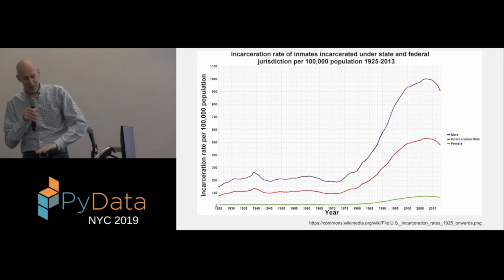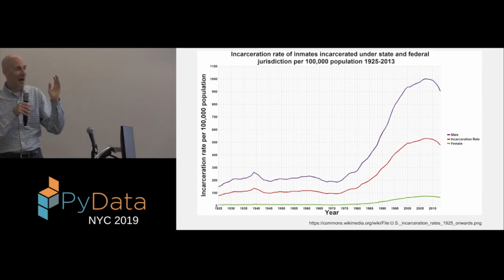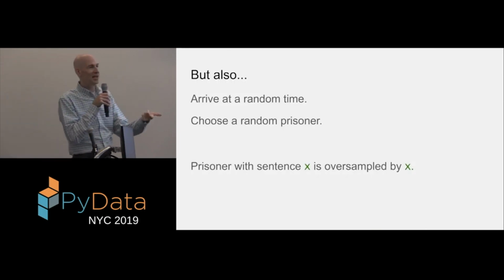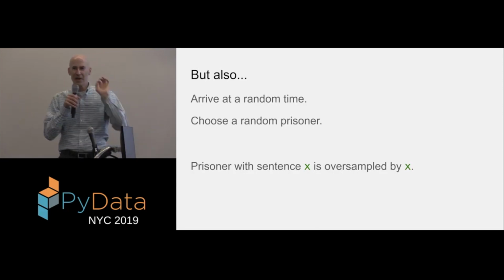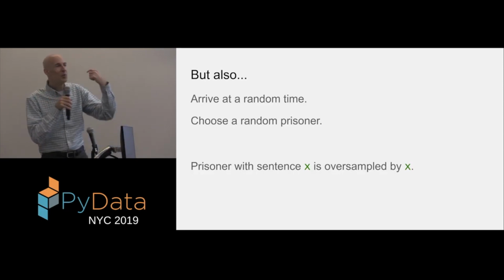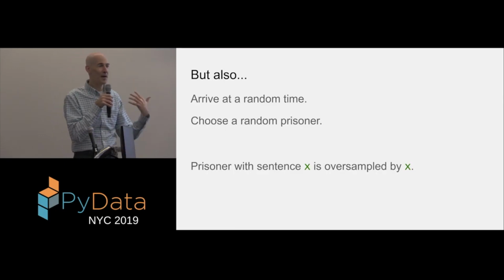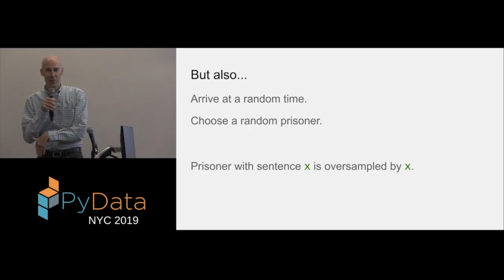However, she is also being somewhat misled by the inspection paradox, which is if you arrive at a prison at a random time and you pick a random prisoner, you will oversample prisoners in proportion to the lengths of their sentences. The longer they're there, the more likely you are to observe them.